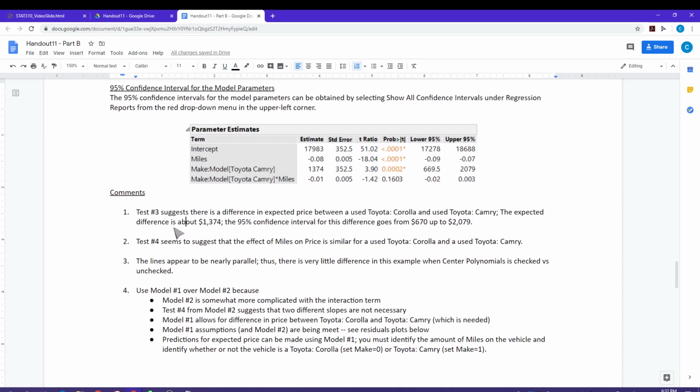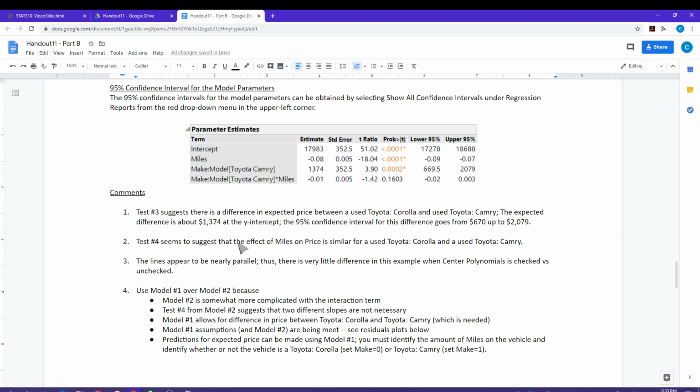Here are some final comments. Test number 3 suggests that there is a difference in the expected price between a Corolla and a Camry. And that expected price is about $1,374. And that's actually at the y-intercept. I should probably add that in there. The 95% confidence interval for that parameter right here is about $670 up to about $2,000. That confidence interval does not catch 0, so I know I have a difference here.